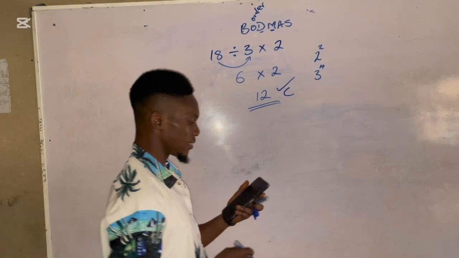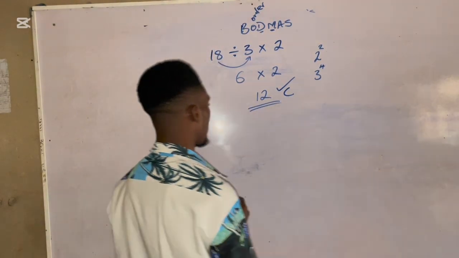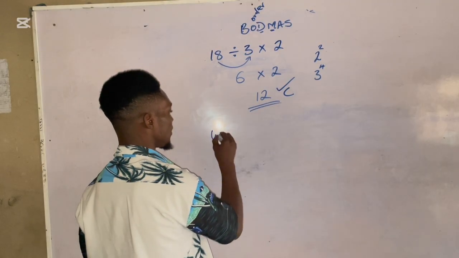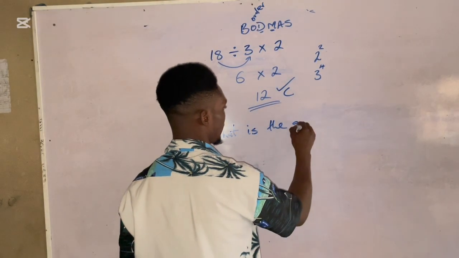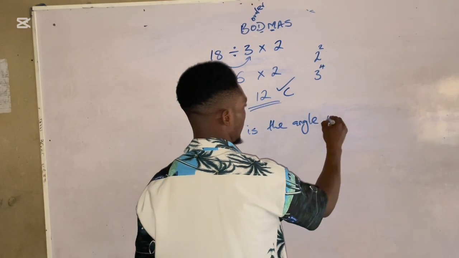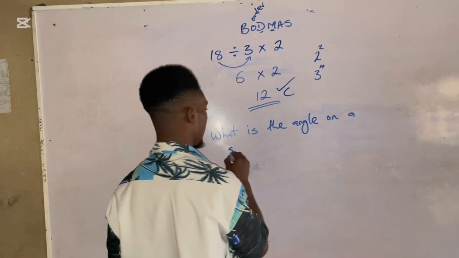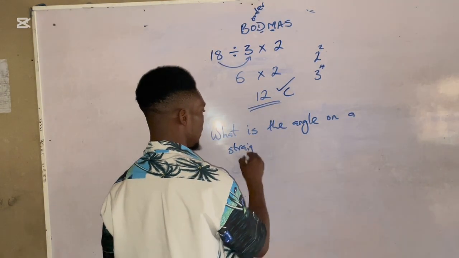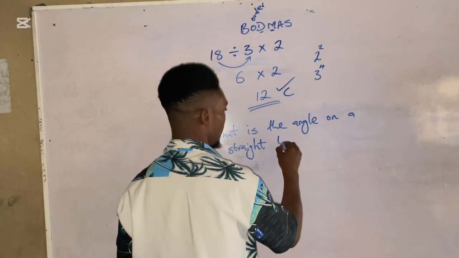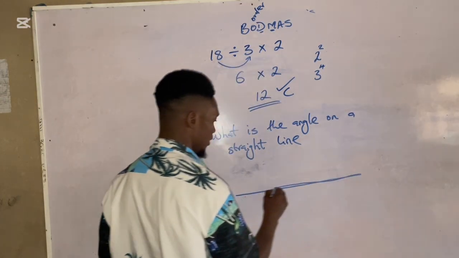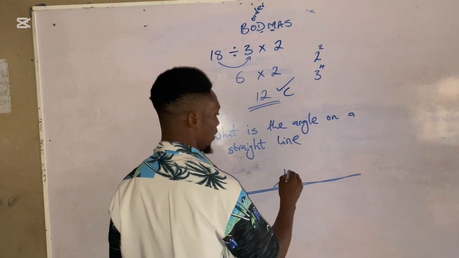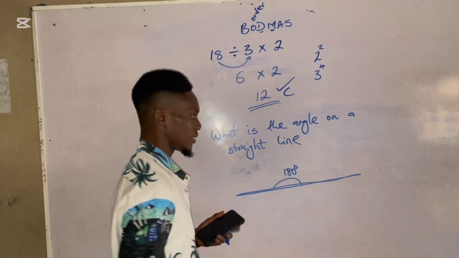A straight line angle equals what? That's what is angle on a straight line? What is the angle on a straight line? This is just a rule. Any straight line that you have, the angle on a straight line equals 180 degrees.